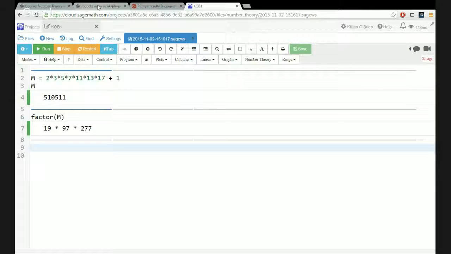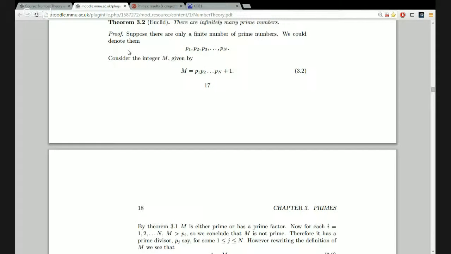It's worth spending the time meditating on that and thinking about it and appreciating it. Okay? It's a really nice classical argument in number theory. Okay.